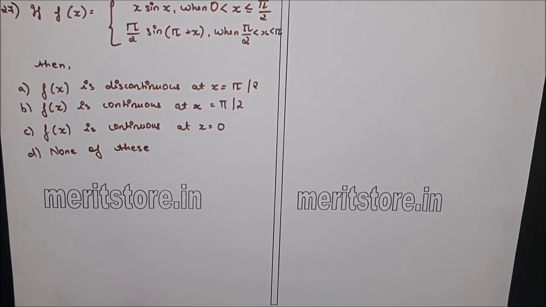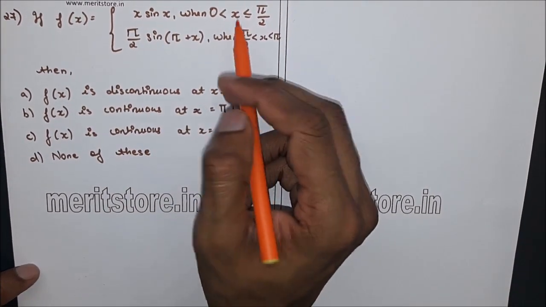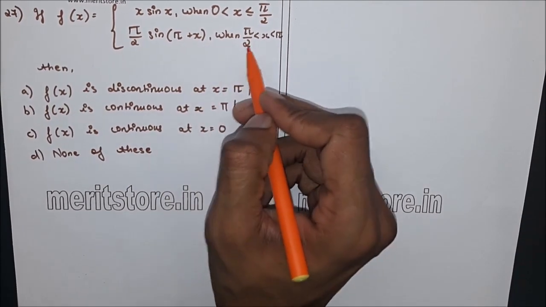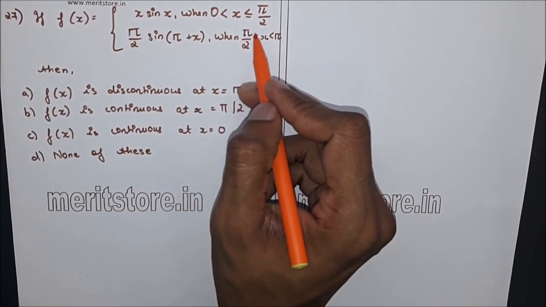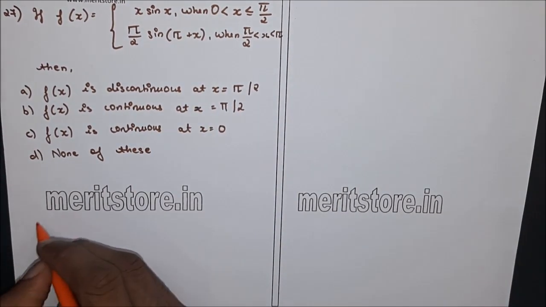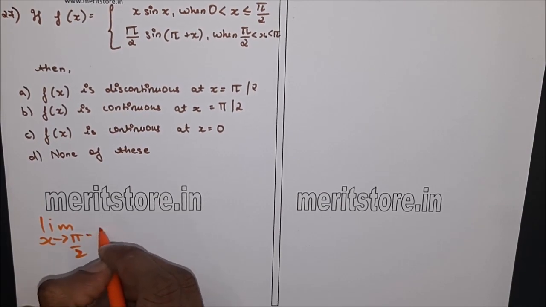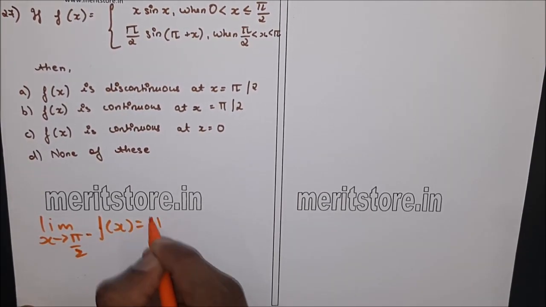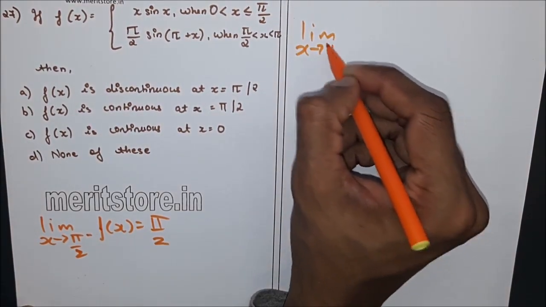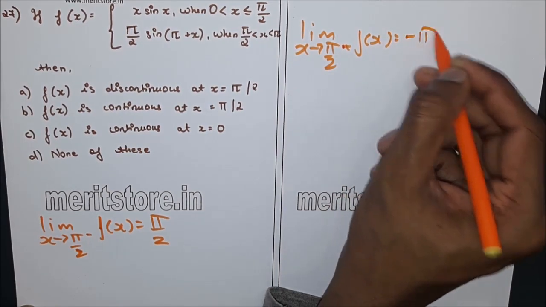Question 27. If f of x is equal to x sin x when x is greater than 0 and less than or equal to pi by 2, sine pi plus x when x is greater than pi by 2 and less than pi, then we're given four options. For the limit as x approaches pi by 2 from the left hand side, f of x is equal to pi by 2. Same for the limit as x approaches pi by 2 from the right hand side, we get f of x is equal to minus pi by 2.